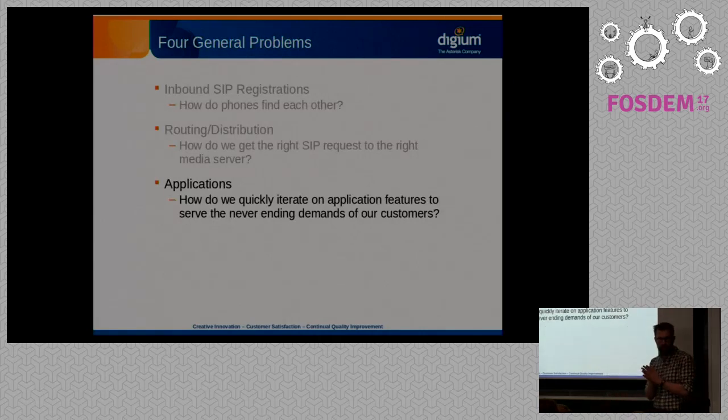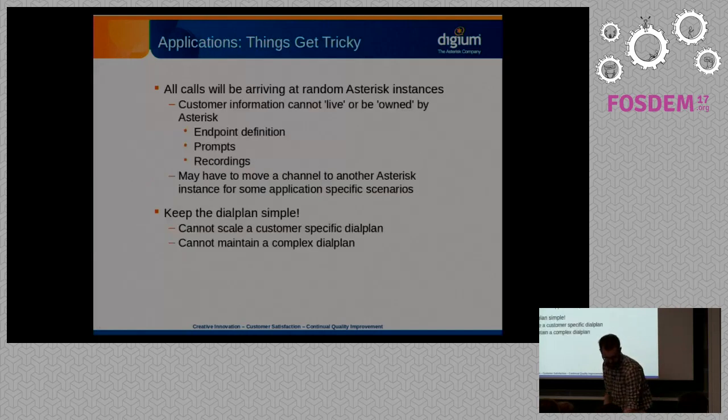So let's go into the hard problem then. How do we build applications on top of this kind of infrastructure? Because we now have calls that are just showing up at any random Asterisk instance, and we have to figure out what to do with those calls. At the same time, I want to have as many developers as possible building communications applications so that I can get more features to my customers faster.